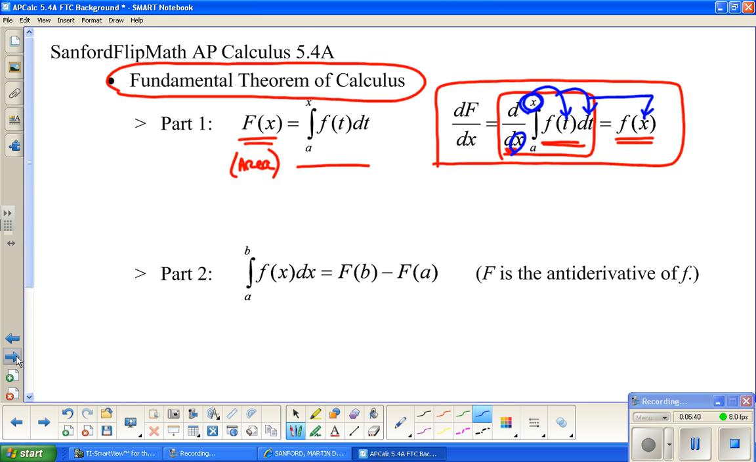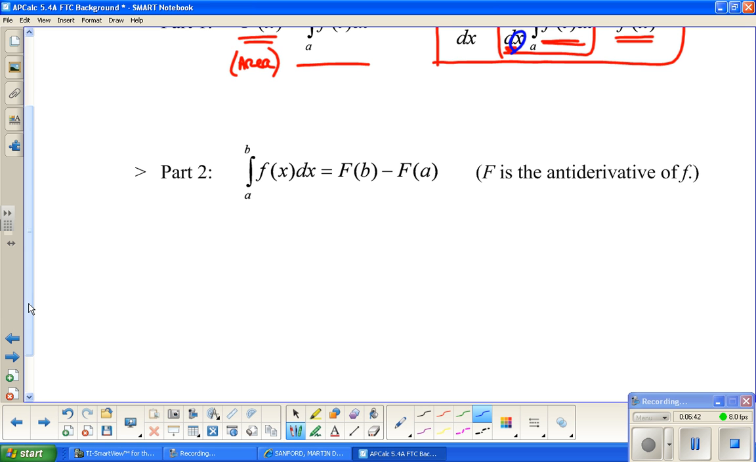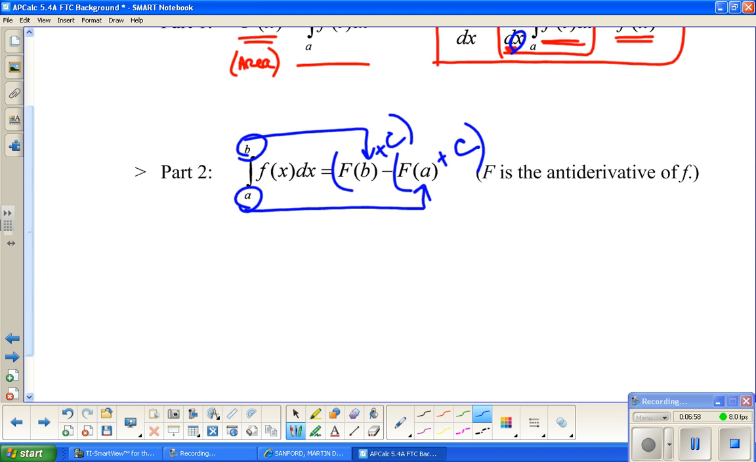The other part is the part that we've kind of already been doing, so this is kind of old hat. Basically, do the antiderivative and then substitute this guy in and substitute that guy in and subtract. Now, technically, when you do an antiderivative, there's a plus c that happens on both of these. And when you subtract, the plus c's end up canceling out. So we almost never do the plus c when we're doing what's called a definite integral.